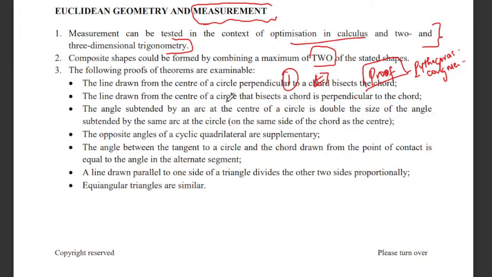Then the second one, line drawn from the center of the circle that bisects the chord will be perpendicular. This is just related to the first theorem. Okay. Then the angle subtended by an arc at the center of the circle is double. Angle at the center is twice angle at the circumference. We also need the proof of this one. It's very much loved. That proof, we need it. And then the opposite angles of a cyclic quadrilateral being supplementary, this proof. Okay, and then the last proof is the angle between the tangent and chord, which we call the tan chord theorem. Just note those 4 proofs, okay? Just for the first part of Euclidean.